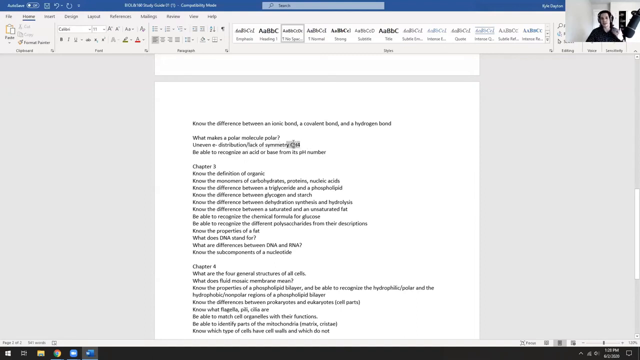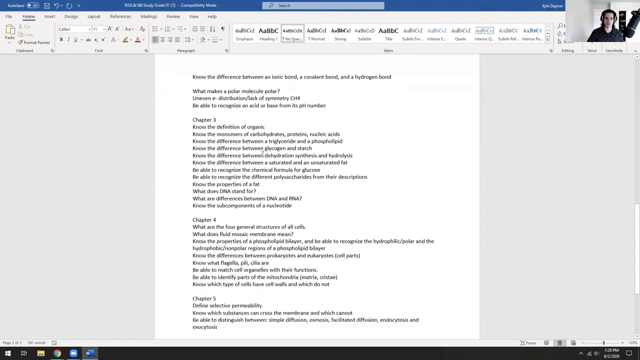Therefore making this non-polar, because you can't cut a line down the middle. Be able to recognize an acid or base from its pH number. So we know that low pH is acidic, high pH is basic, 7 is in the middle. So 7 is going to be neutral.